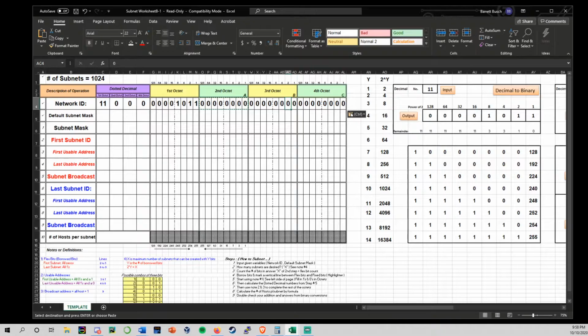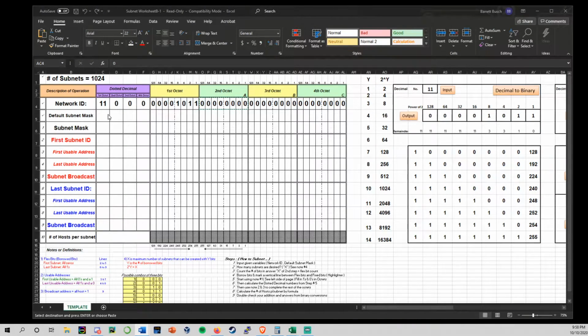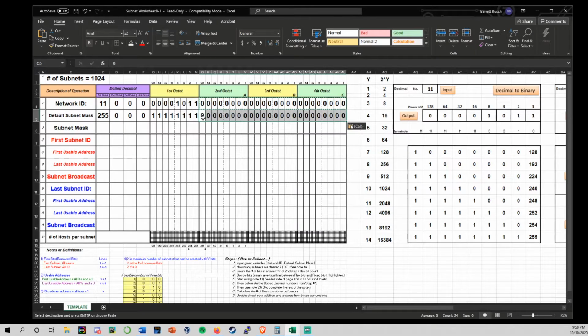Now, I will pull this chart over again. Remember, to figure out the default subnet mask, we need to determine what kind of class IP address this is. This falls in class A, so it has a default subnet mask of 255.0.0.0. Okay, I'm going to turn all of these on for 255, and all the rest of these are 0.